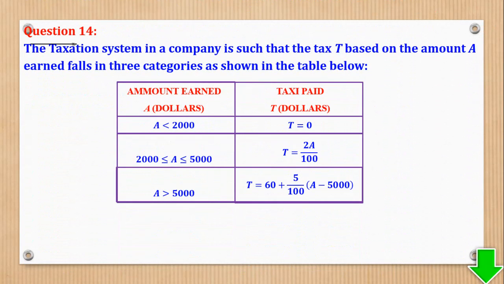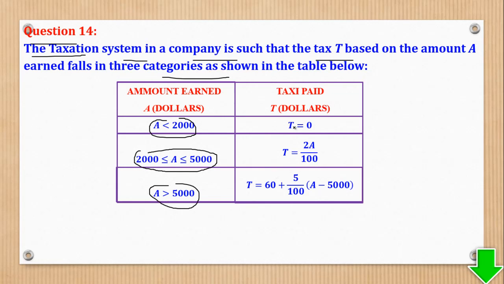Then question 14 was on numerical methods and flow diagram. It is a flowchart. It says the taxation system in a company is such that the tax T based on the amount A falls in three categories shown below. One below $2,000, then from $2,000 to $5,000, and above $5,000. This is the tax paid here, no tax paid here. The tax paid is given by that function, and here the tax paid is given by that function.